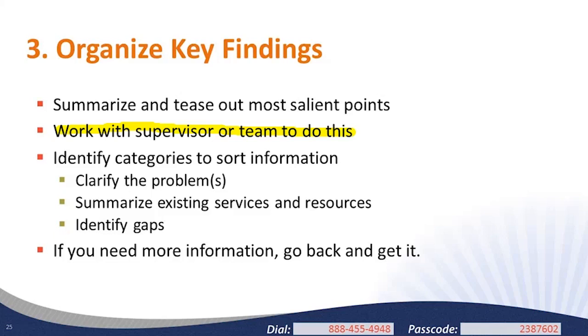Because the volume of information can sometimes feel overwhelming, I like to give myself categories to work with to help me sort out my thoughts. There are several models you can use to process the information, but for most purposes, you only need 3. Clarifying the problem, summarizing existing services and resources, and identifying the gaps. So let's run through what each of these categories looks like real quick so you can get a sense of how you might organize your findings.